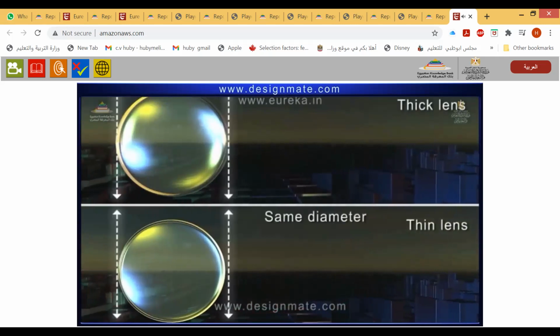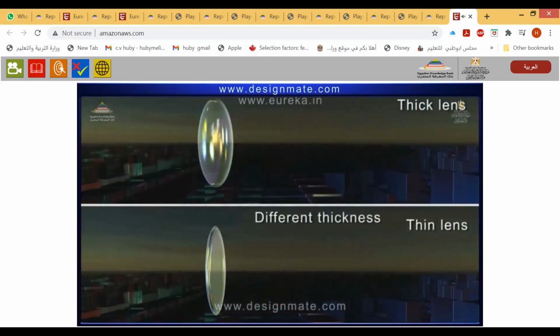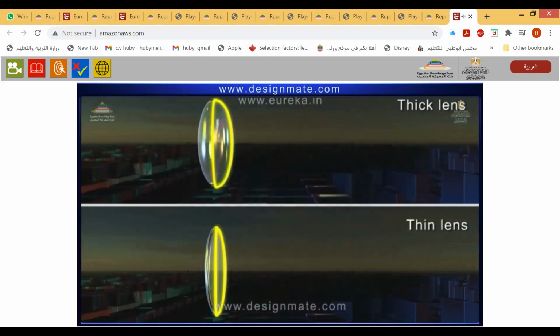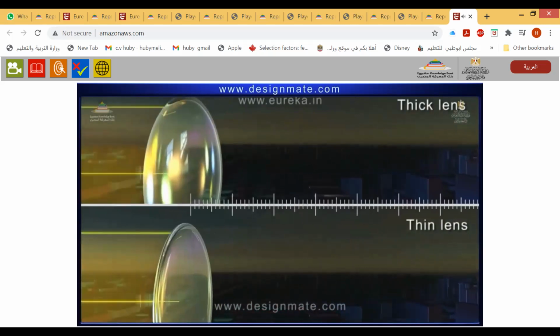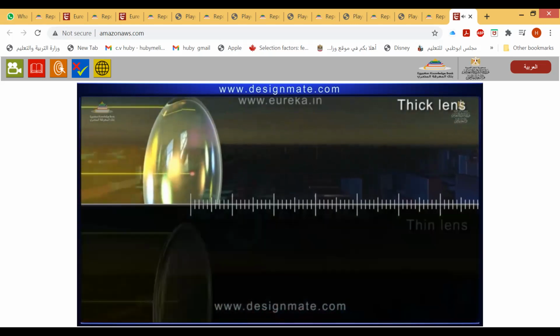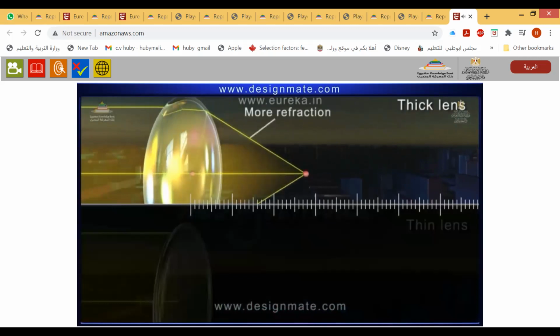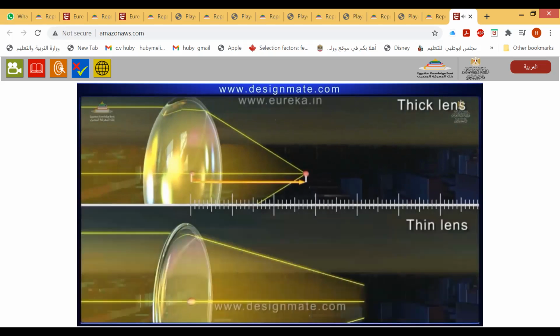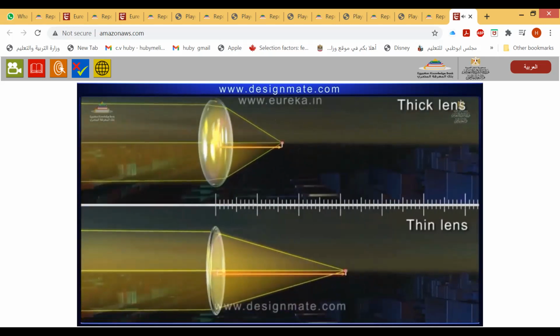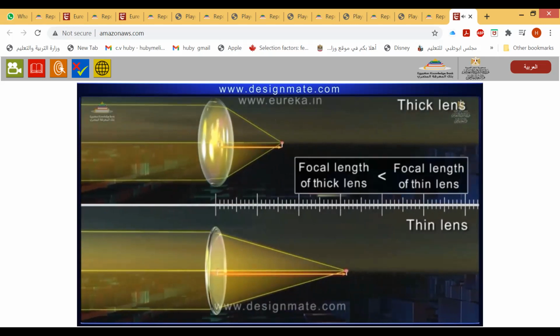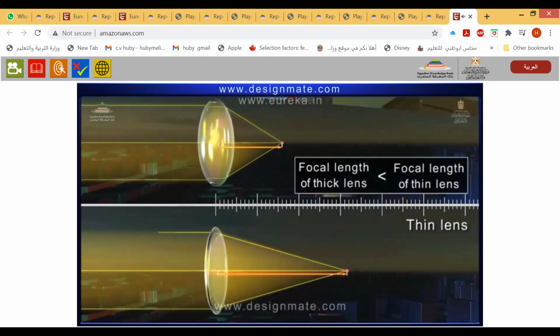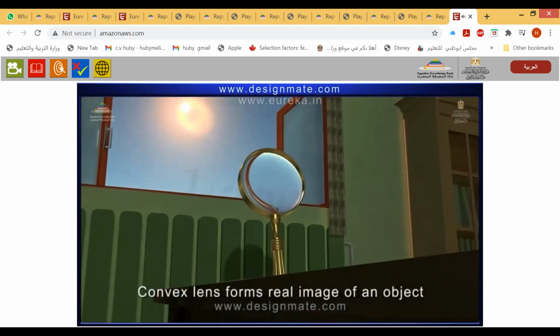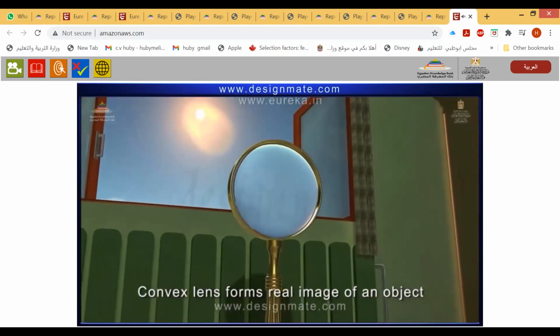Take two lenses of the same diameter, but of different thickness and hence curvature. When parallel light rays are incident on them, you can observe that the light rays passing through the thick lens undergo more refraction and converge at a shorter distance, as compared to the thin lens, which causes less refraction. So we can observe that the thick lens has a shorter focal length than the thin lens. The image formed by the convex lens in this case is a real image of an object.